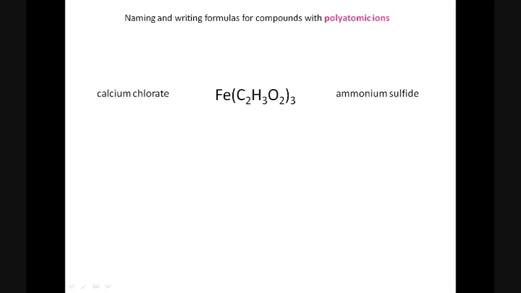Here are 3 examples of compounds that include a polyatomic ion. For the first and third examples, you should write the formulas, and for the second example, you should write the name. Pause the video and take your time practicing this important skill. Here are the answers. I'll go over each of these next.